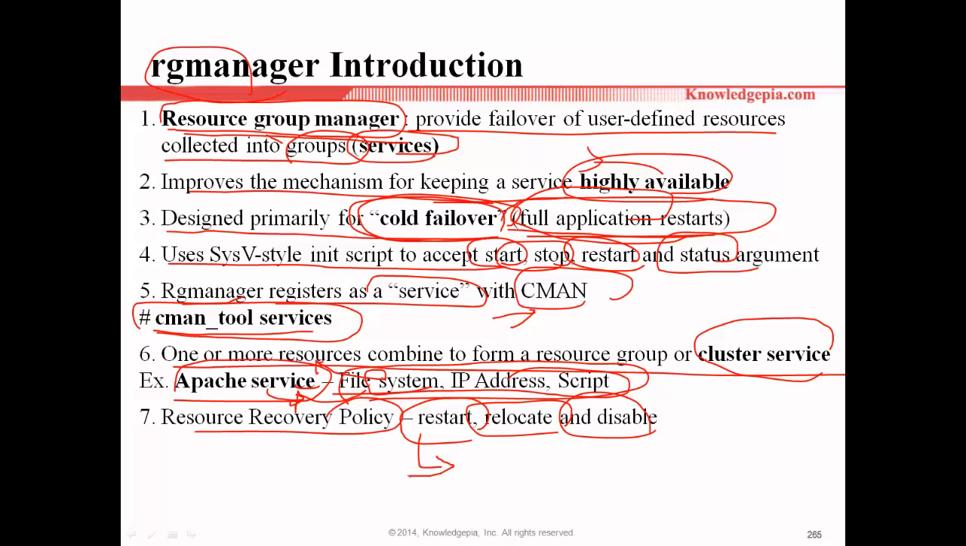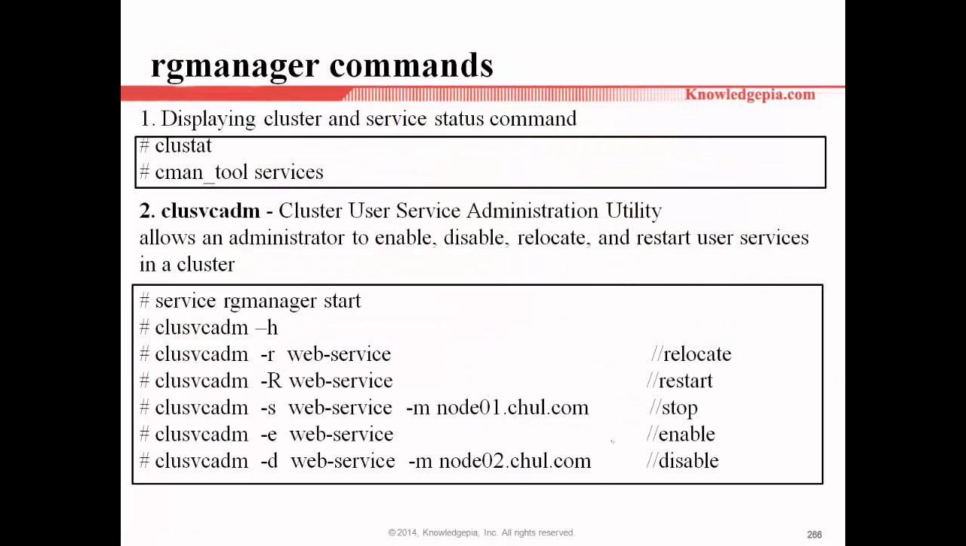If the service is stopped or has a problem, then we can restart the service on the node where the problem happened. But some nodes cannot restart this kind of service. Then we can relocate the service to another node. In this case, we can use relocate. If you want to just disable the service, then we can use this policy.